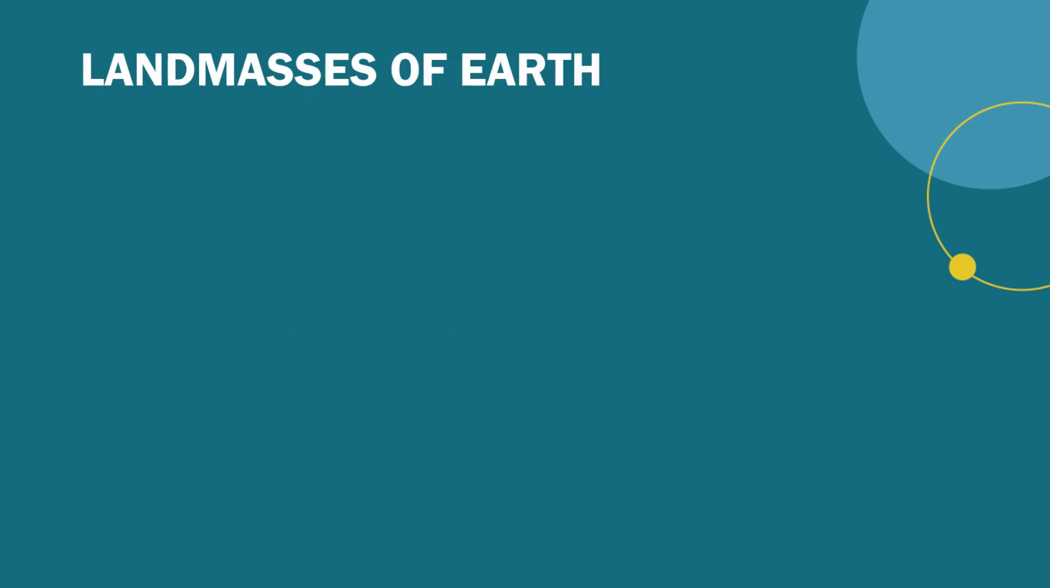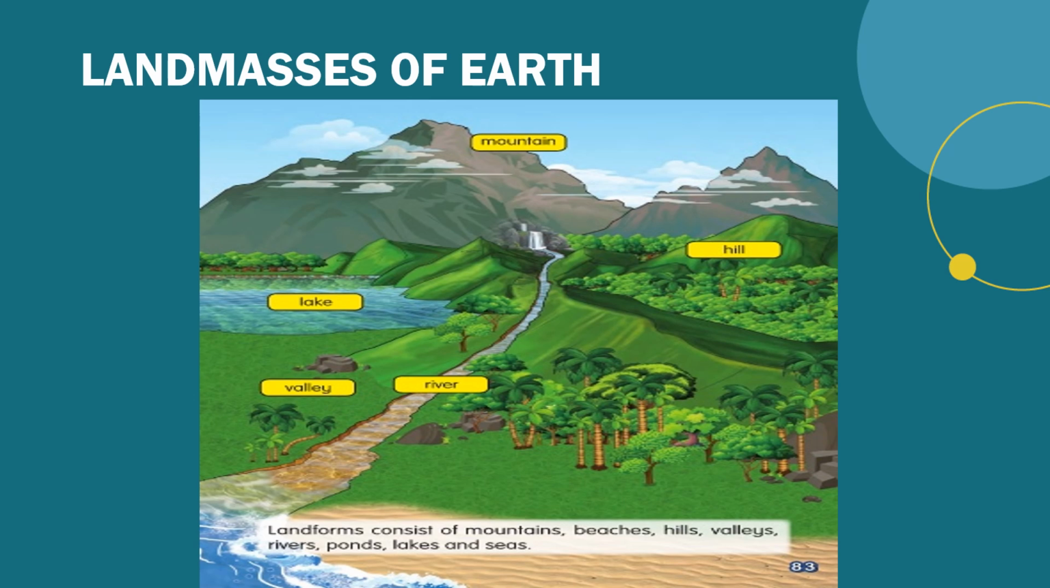Land masses of earth. Here you can see there are mountains, hills, rivers, lakes, valleys and seas also. So it is very difficult for us to study about earth. To overcome this problem, man has made a model of earth and that model is known as globe.